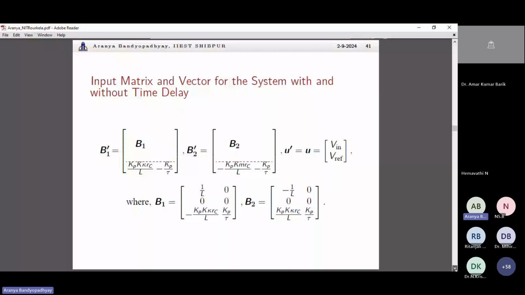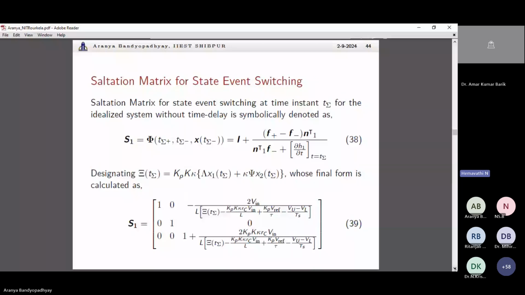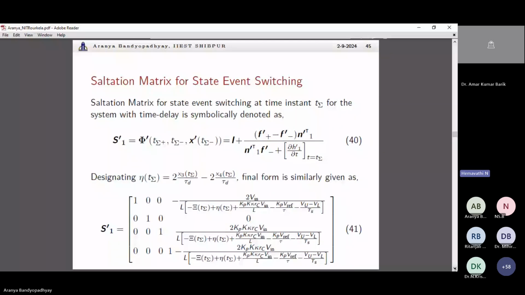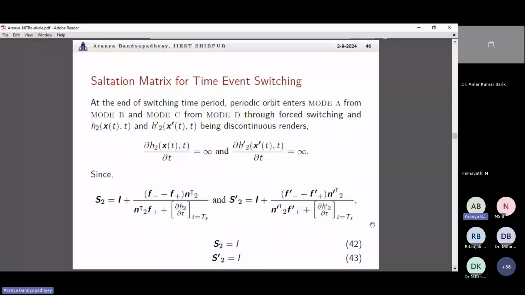This is the form of the state event switching. And this is the state transition matrix for the state event switching when we have considered the time delay into account, right? And note that in this case also, there are two additional state variables. And in this case also, the state transition matrix for the time event switching will always be an identity matrix, as in the previous case, for all the cases, whenever we are dealing with a leading edge or trailing edge type of modulation scheme.